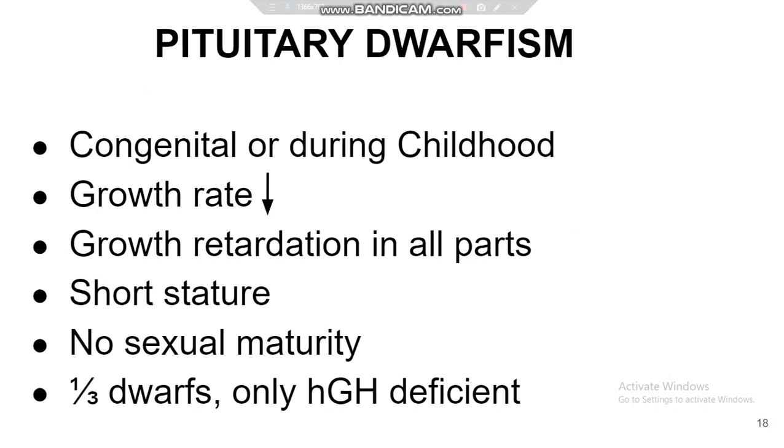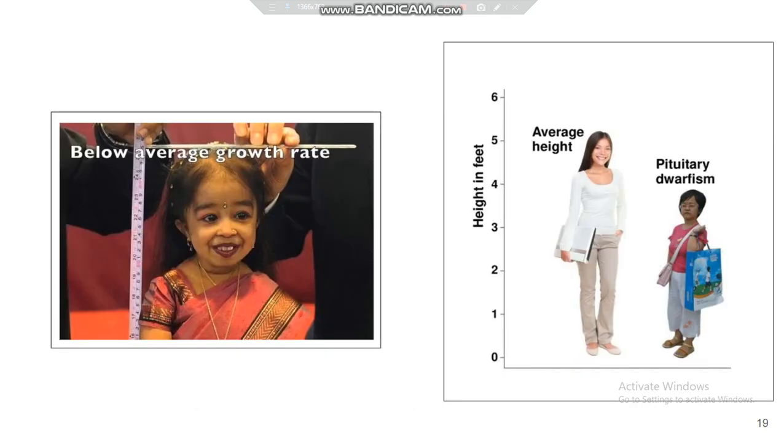Pituitary dwarfism occurs due to deficiency of growth hormone since birth or during childhood. Growth rate decreases, leading to growth retardation in all parts and short stature. There is no sexual maturity except in 1/3 of dwarfs in which only growth hormone is deficient. See the pictures.